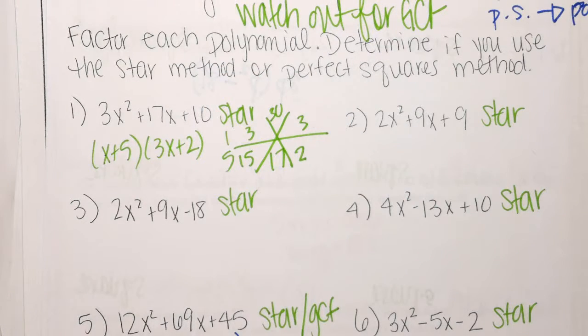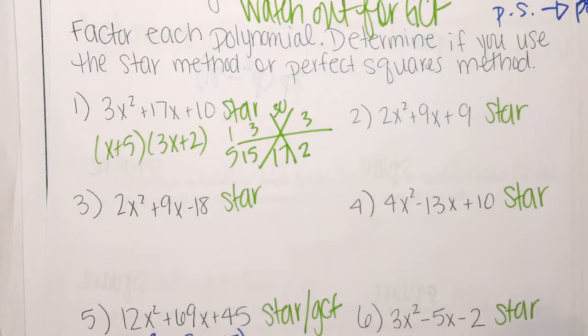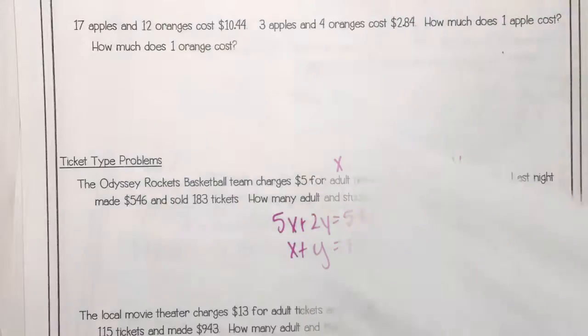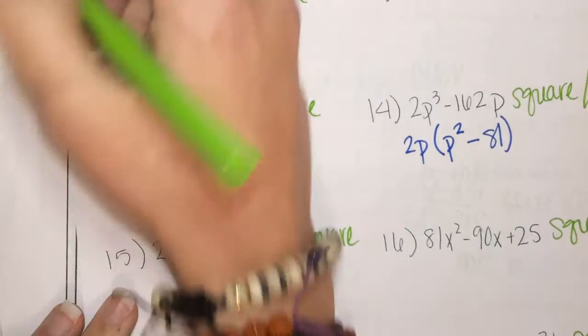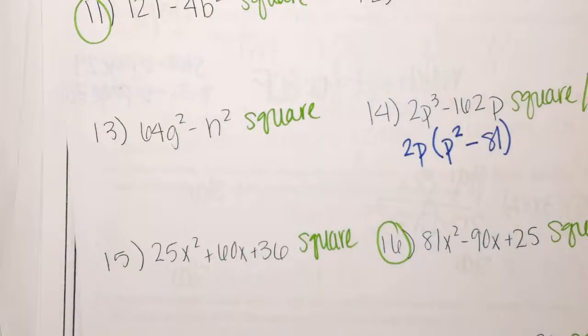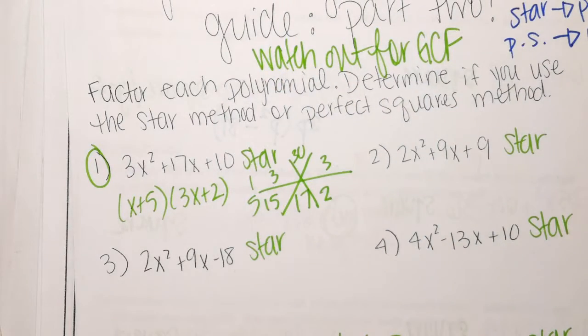I expect you to have 1 through 6 done on the front tonight. And I expect you to have 11 through 16 done on the back. So 1 through 6 on the front, 11 through 16 on the back. Please put your points straight.